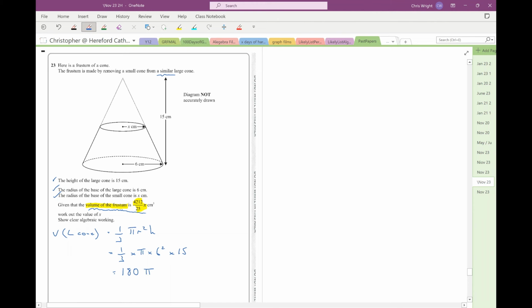Good. Now, if only I knew the volume of the small cone, the cone on the top, then I could subtract that away from the volume of the large cone, and I'd be left with the volume of the frustum.